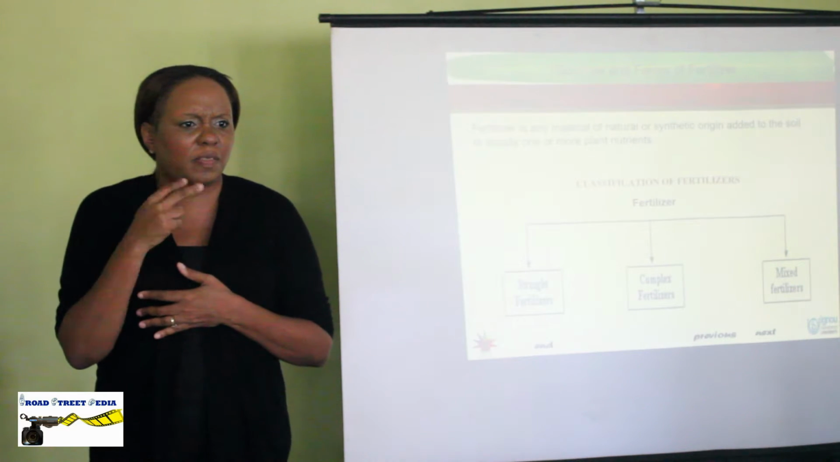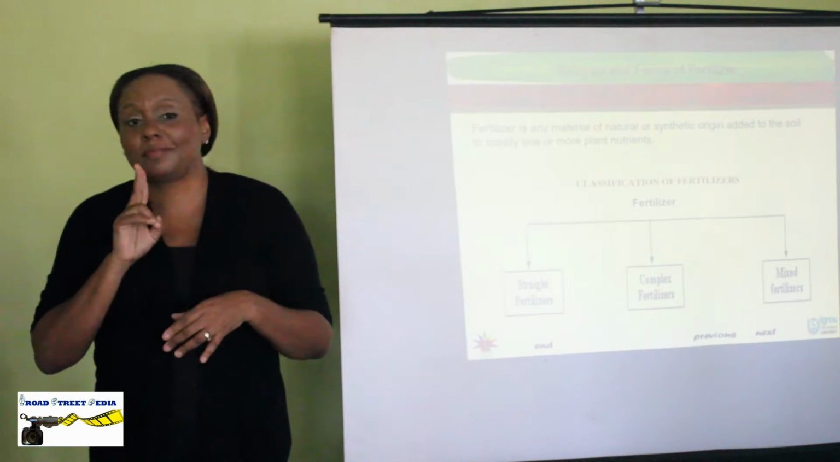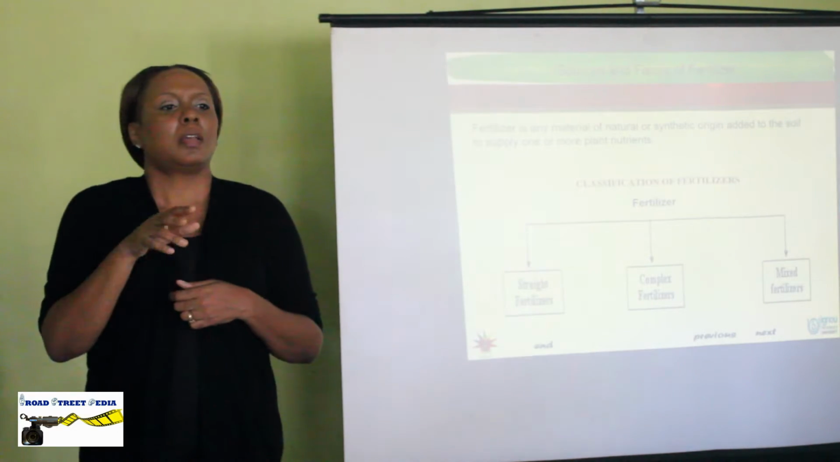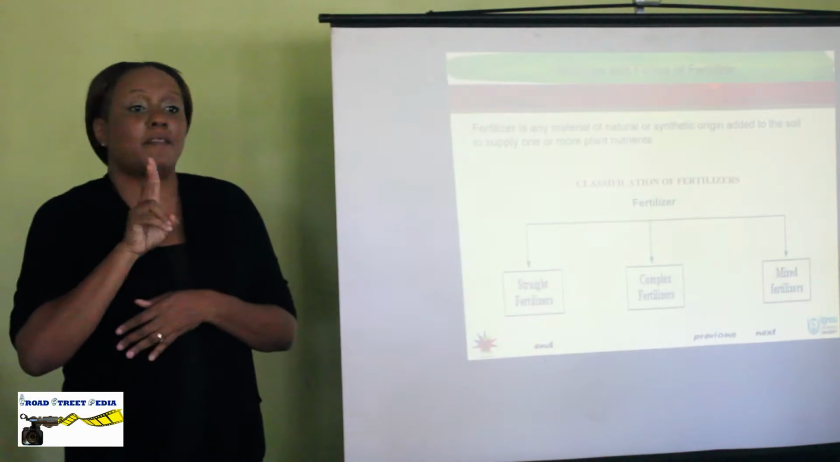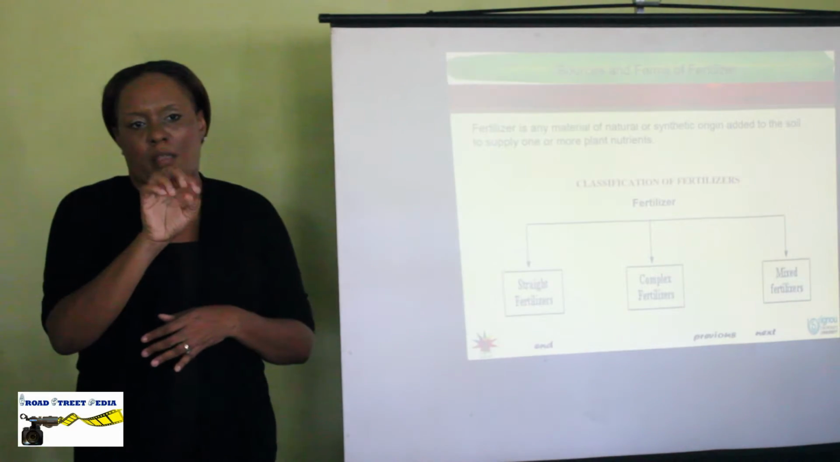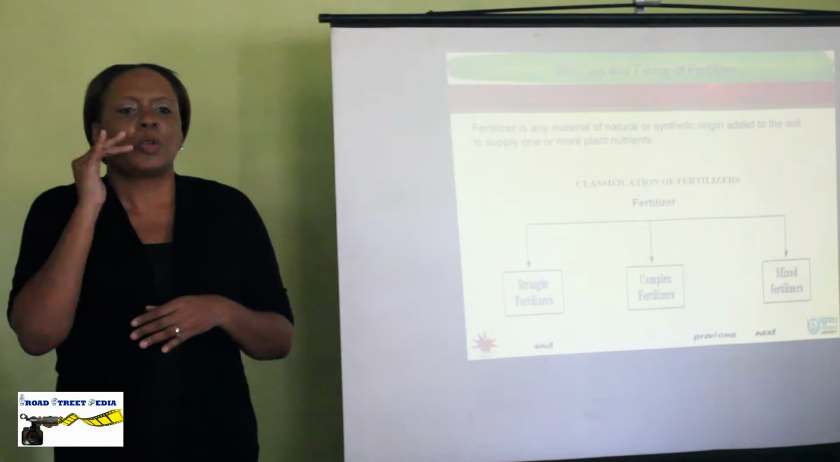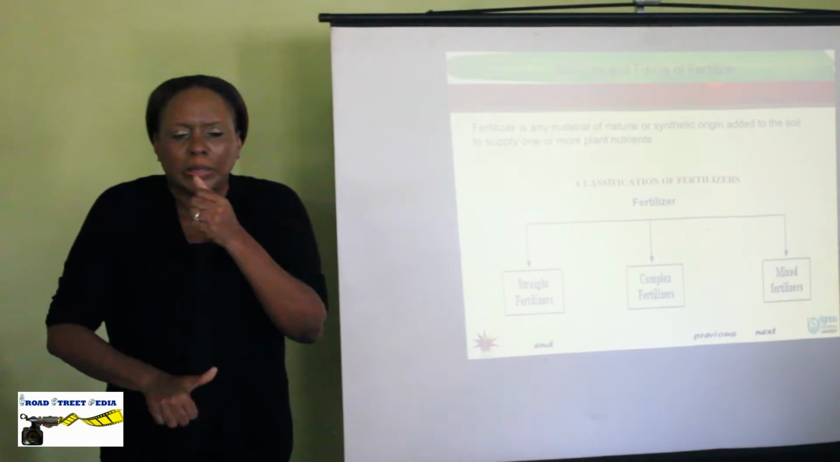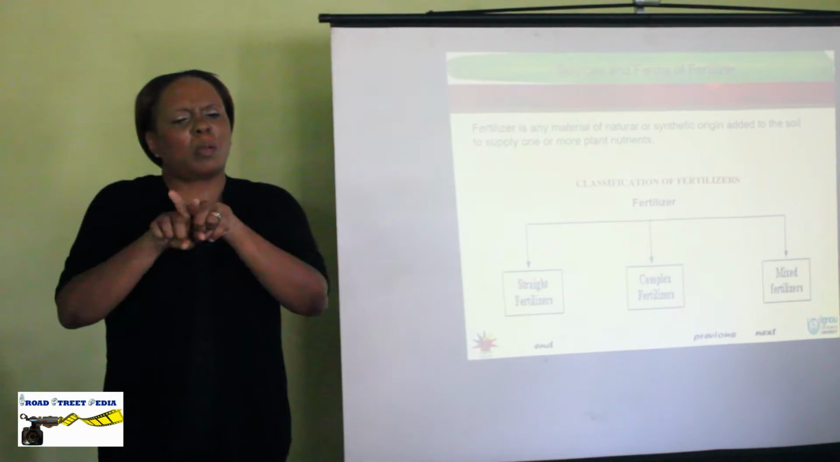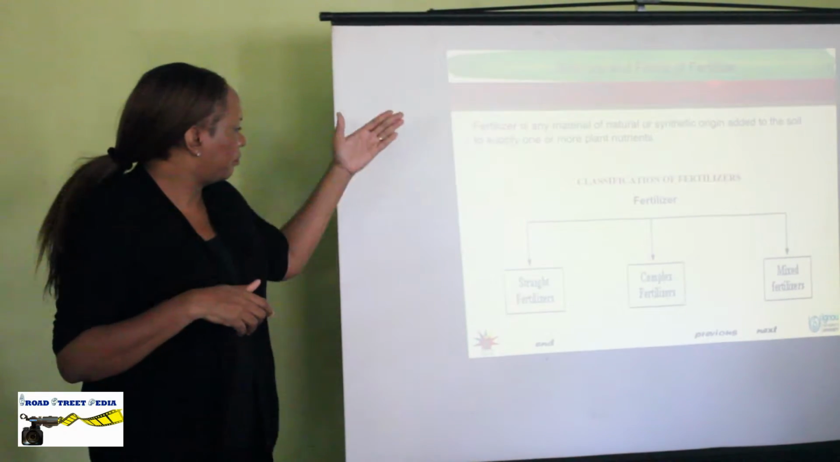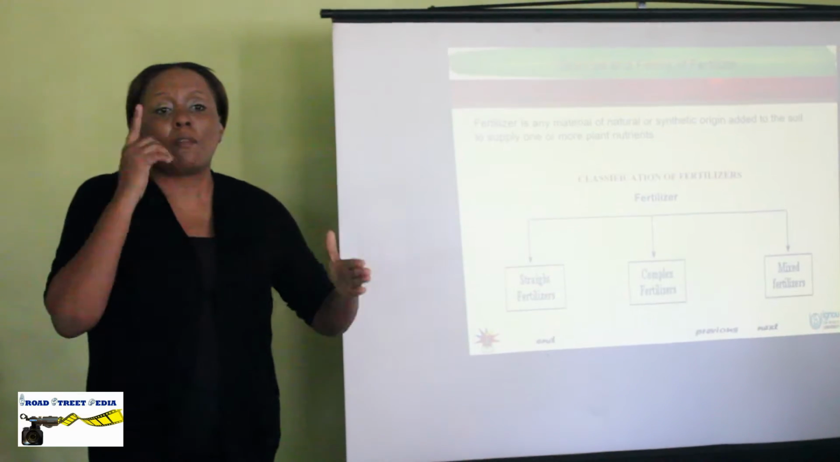Now fertilizers, like compost, are used to condition the soil. We have natural fertilizers, which may be animal dung, from the sheep or the cow. And we have synthetic fertilizers that are man-made, but all of them have basic components that are used for the development of the plant.